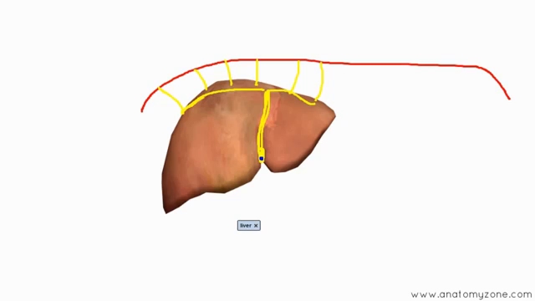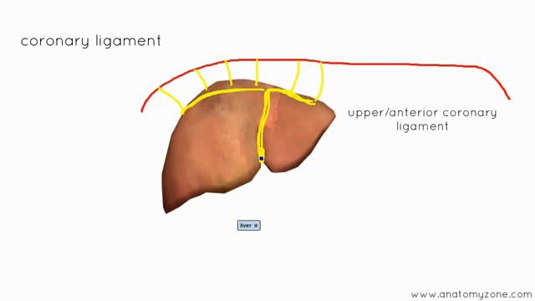So this ligament here is called the coronary ligament, and you've got upper and lower coronary ligaments. This one here is the upper coronary ligament. You'll be able to see the lower coronary ligament, or posterior coronary ligament, on the posterior surface of the liver. Where the anterior and posterior coronary ligaments meet, you get the triangular ligament. So you get this triangular ligament at this side. This side is the left triangular ligament, and on the other side you've got the right triangular ligament, where the upper and lower coronary ligaments meet.